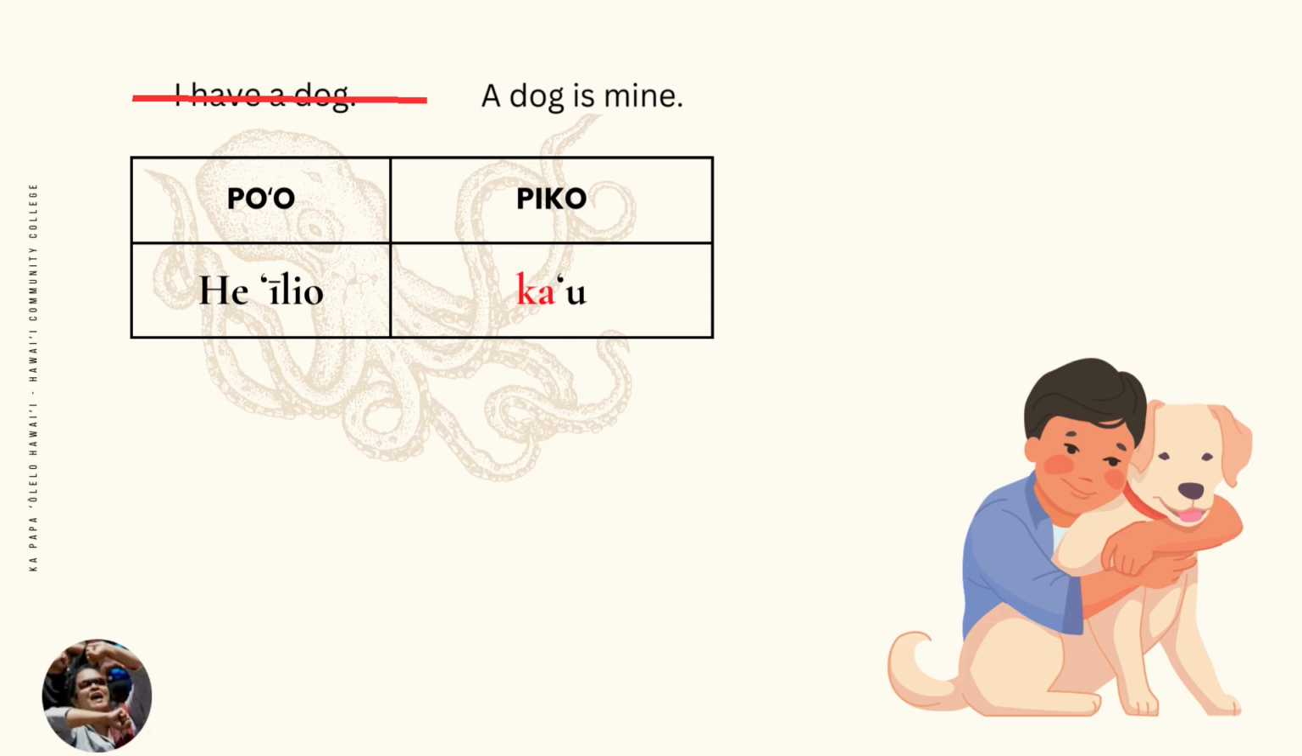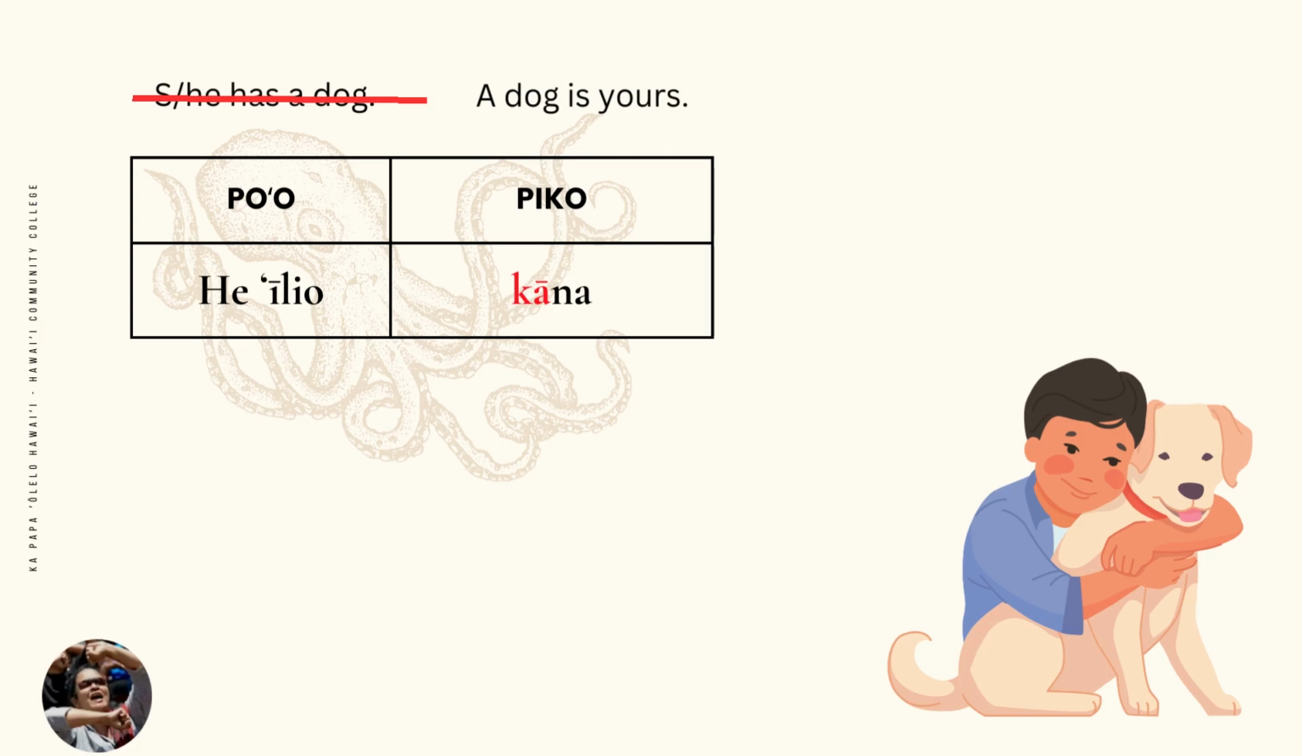The same goes for you have a dog. You have a dog becomes a dog is yours. He ilio kāu. Again, ka is embedded into the word kāu. And finally, she or he has a dog becomes a dog is his or hers. He ilio kāna, with ka being embedded in kāna.